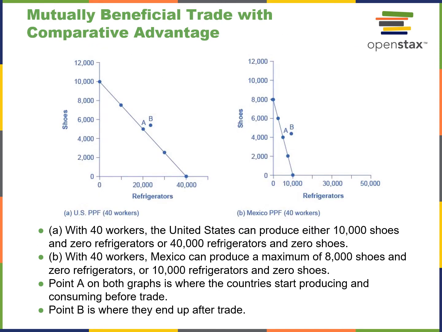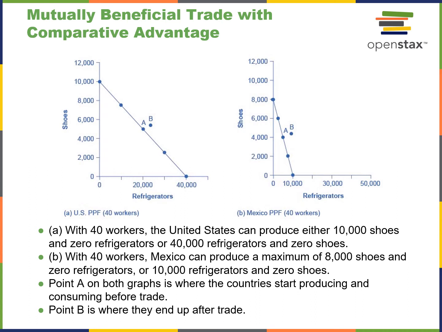There's mutually beneficial trade with comparative advantage. With 40 workers, the United States can either produce 10,000 shoes and 0 refrigerators, or 40,000 refrigerators and 0 shoes. When you think about the relative value of each product, we might decide to produce more refrigerators than shoes, unless you are talking about Prada shoes, which might cost the same as a refrigerator, but that is an extreme example, so that's not the basis of a comparison. 40 workers can produce 8,000 shoes and 0 refrigerators in Mexico, or 10,000 refrigerators and 0 shoes.